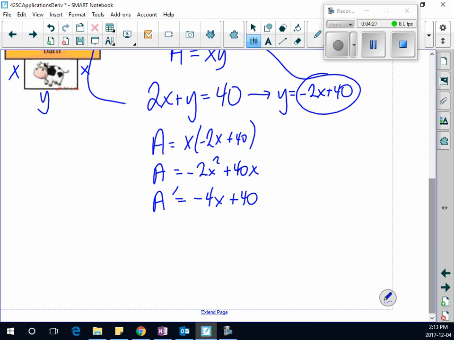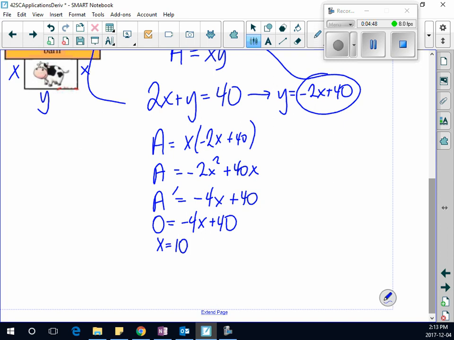Now I'm going to find the critical value. So how do I do that? I set it to 0 and solve. So 0 equals minus 4x plus 40. So x would equal, move it over, divide by 4, what do I get?